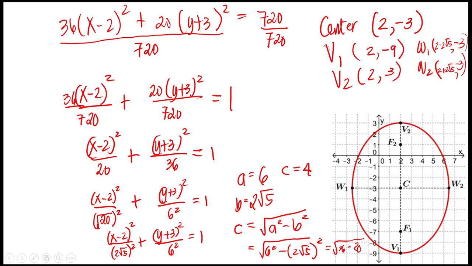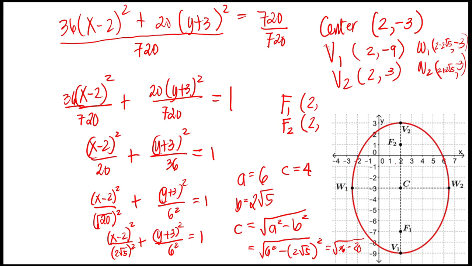Anong babaguhin natin, x o y? Tandaan natin, si focus po ay kalinya ni vertex. So, kung ganun din ang gagawin natin, parehas pa rin sila ng x. Okay, kung anong ginawa natin na analysis kay vertex, kasi magkalinya naman sila. So ang mababago lang kay center, focus at vertex is yung kanilang y coordinates lang. So parehas pa rin sila ng x coordinate na 2.